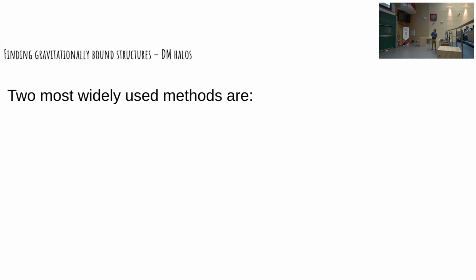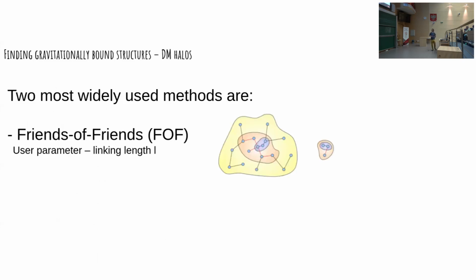Basically, the two most widely used methods are the friends-of-friends algorithm. This algorithm takes the particle load and one parameter, L, called the linking length. The linking length is a dimensionless parameter, expressed as a fraction of the interparticle separation. Based on some simple physics about gravitation, this linking length is taken to be 0.2.